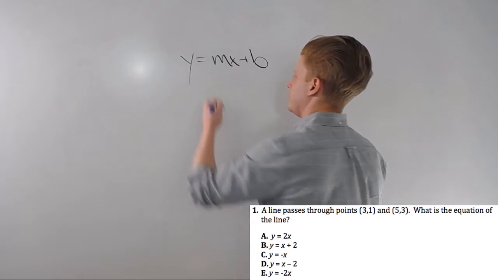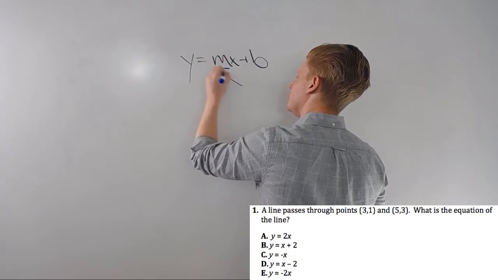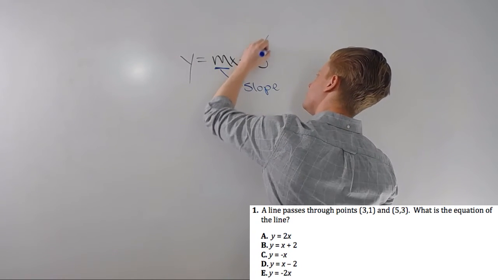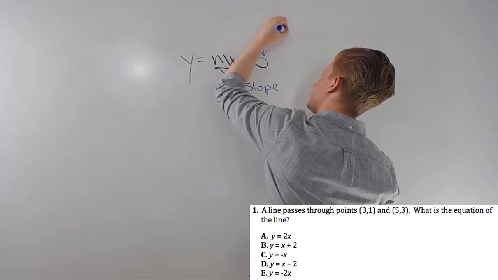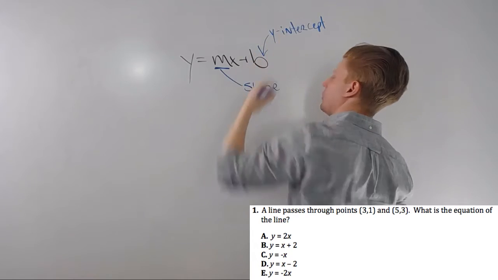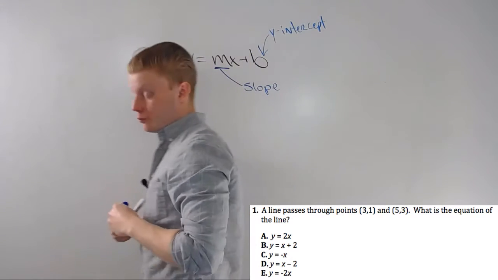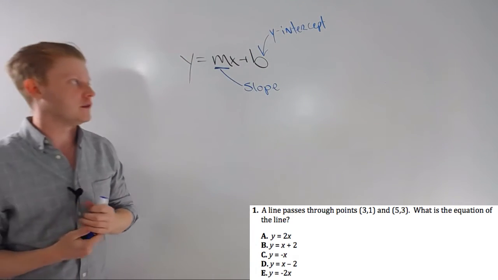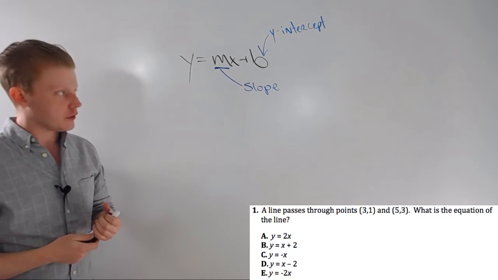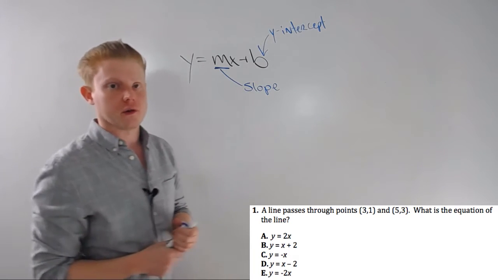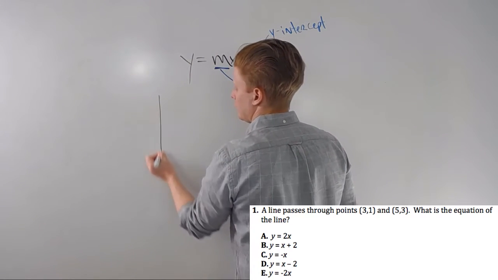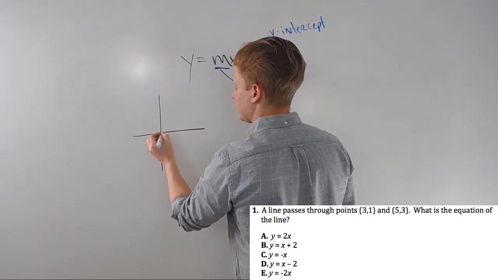M is always used to denote the slope, and B is the y-intercept. It's the constant. Slope is multiplied. B is added or subtracted. So that's all there is to it. Lines are lines are lines. They're straight. They go on forever. They never change direction. They're very constant.